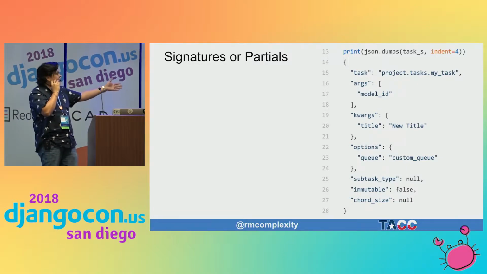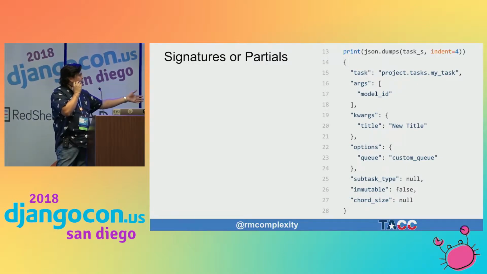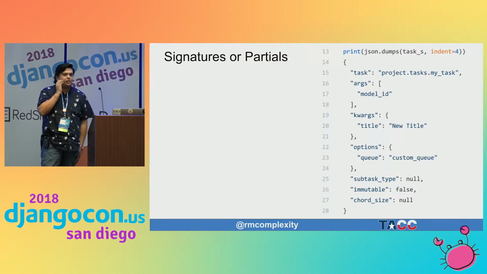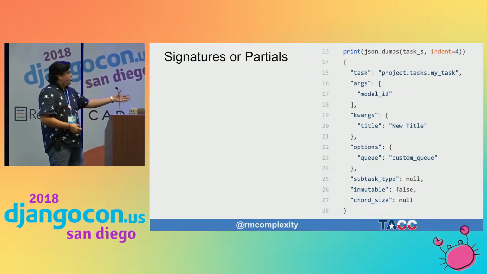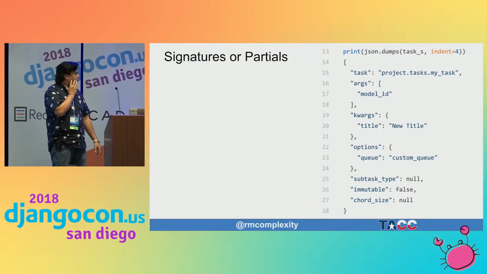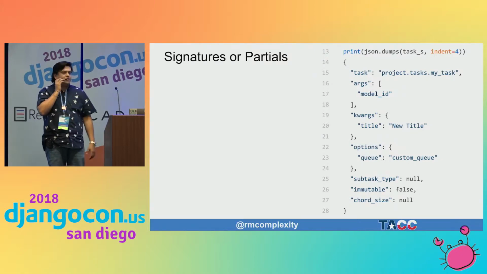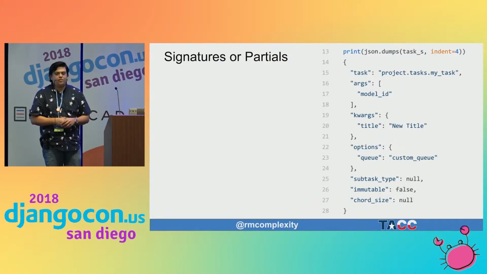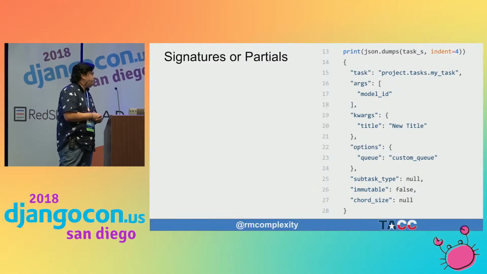So for instance, the serialization of this signature, as we can take a look at it here, is actually just a very, very simple dictionary. And this is what allows us to send this message to our workers through something like RabbitMQ or Redis or any other type of broker.